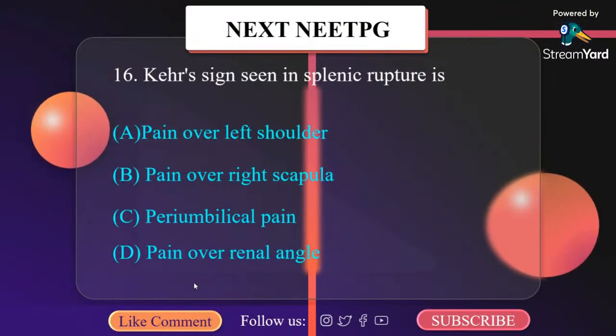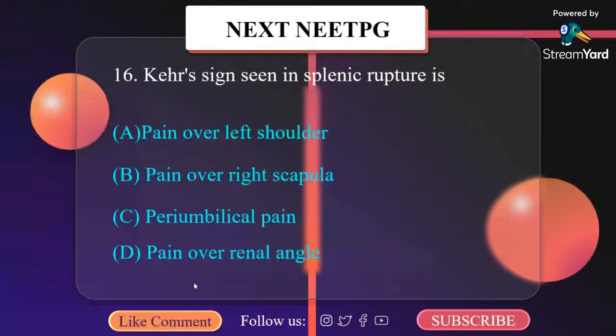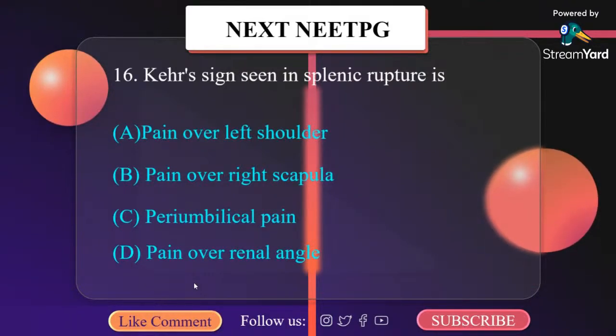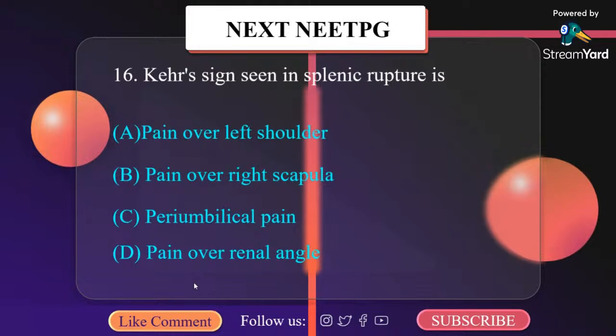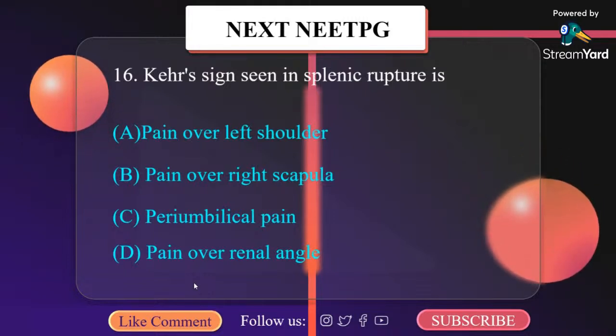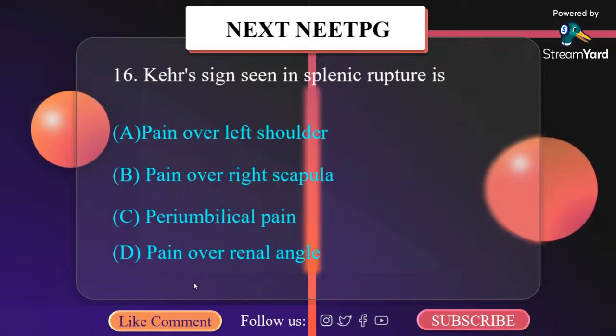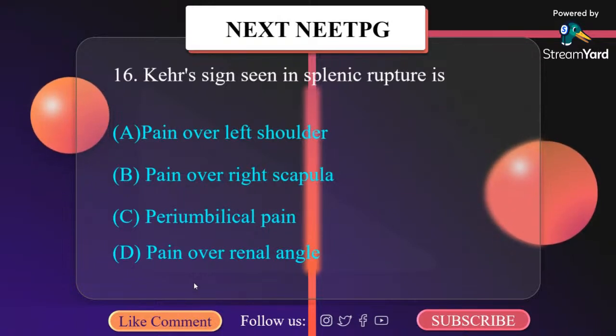Kehr's sign is seen in splenic rupture. A. Pain over left shoulder. B. Pain over right scapula. C. Periumbilical pain. D. Pain over renal. It is pain over left shoulder. Pain over left shoulder, that is splenic rupture.